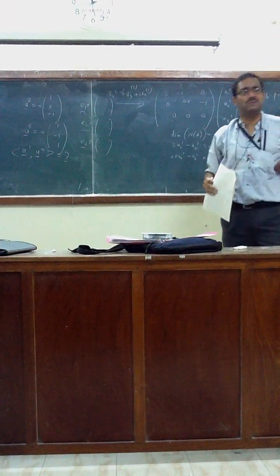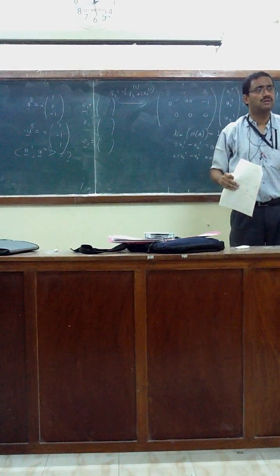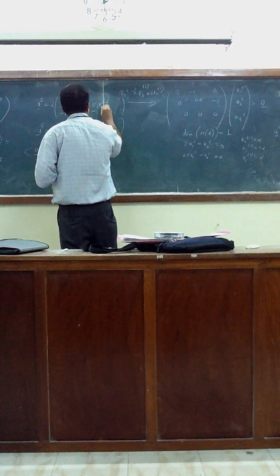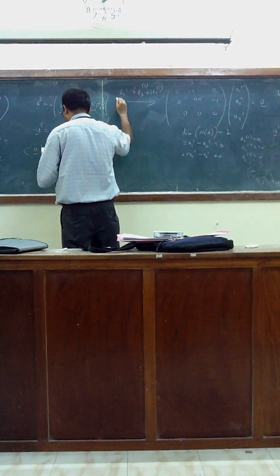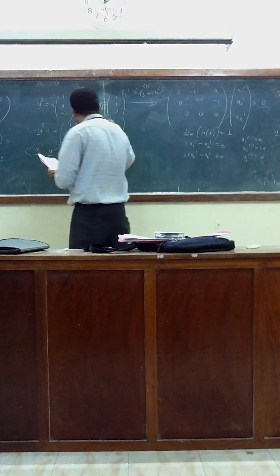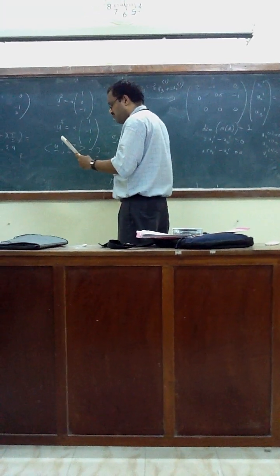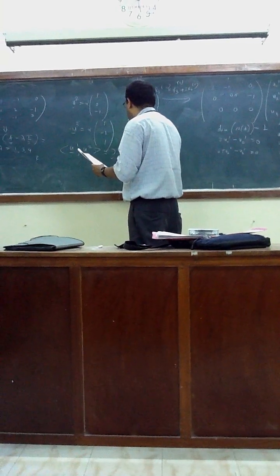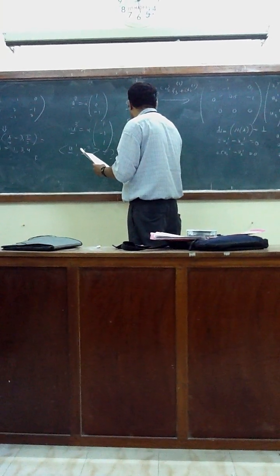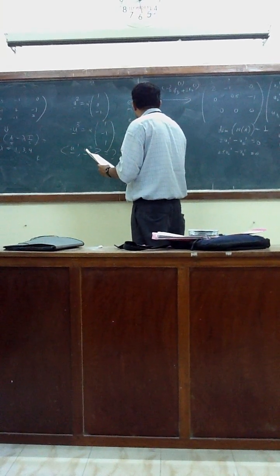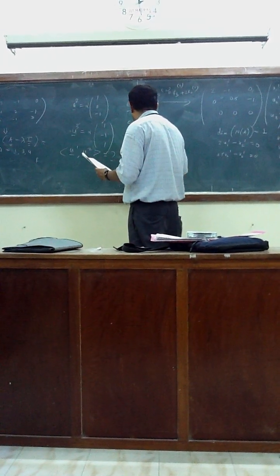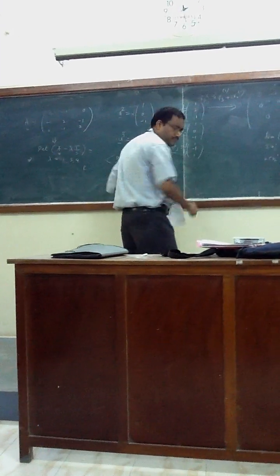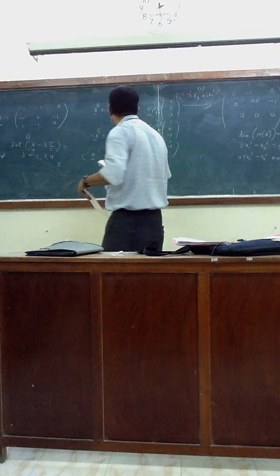No, don't give any decimal. Any root you are getting? 1 by root 6, 1 by root 6. 1 by root 6, then 1, 2, 1. Next is 1 by root 2, 1, 0, minus 1. And last one is 1 by root 3, 1, minus 1, 1. So now if you look at where we can draw these eigenvectors.